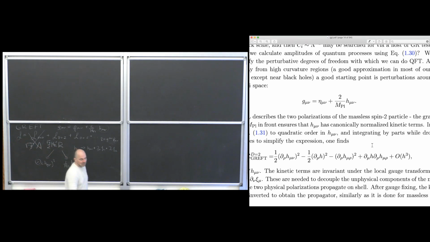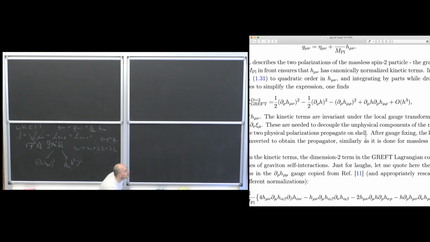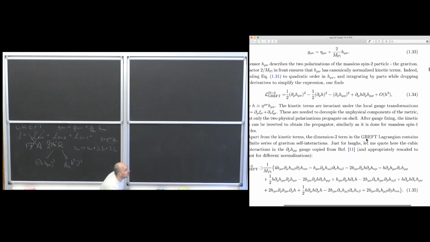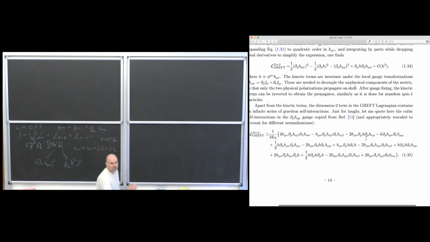If you're interested in how it looks, you can have a look. It doesn't matter what it looks like. The only message here is that it looks scary, and this is not even all of it. This is a cubic interaction term in the gauge where ∂^ρ h_ρμ is equal to zero, so it's a simplified version, just for display purposes. This is something that looks extremely complicated.